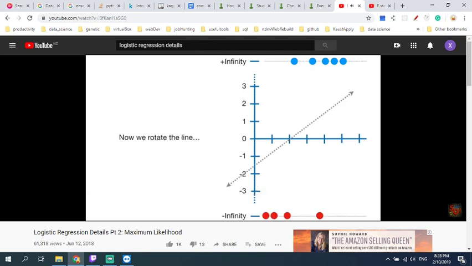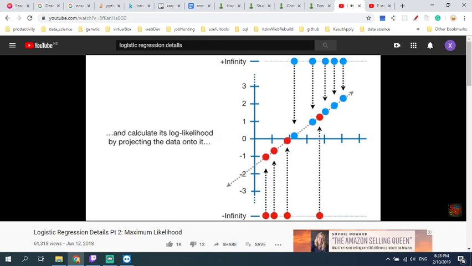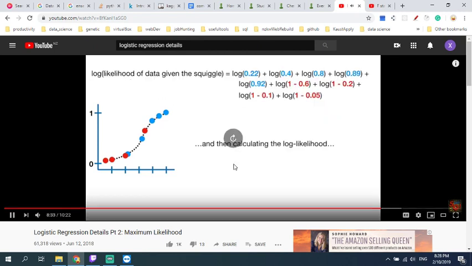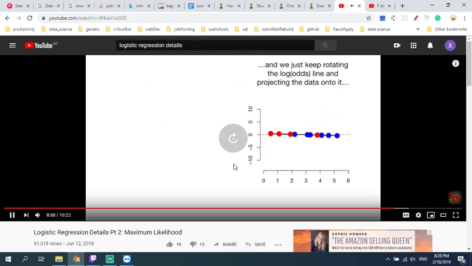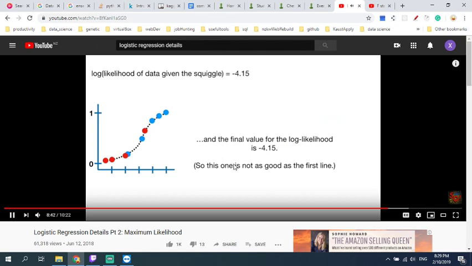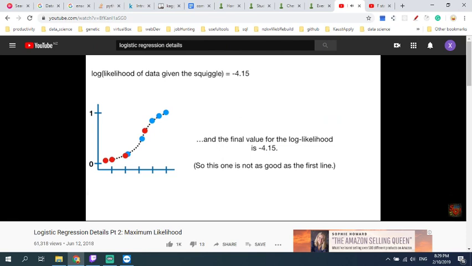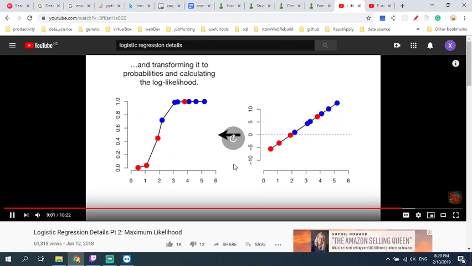Now we rotate the line and calculate its log likelihood by projecting the data onto it. Calculating the log likelihood for this line, projecting the data to probability, we get negative 5. So this one is not as good as the first line.